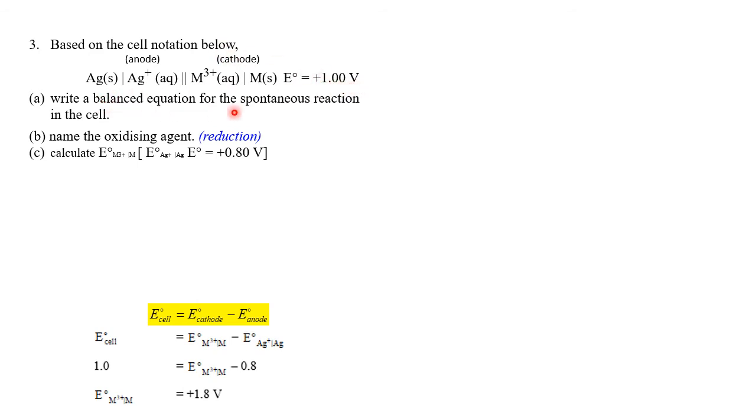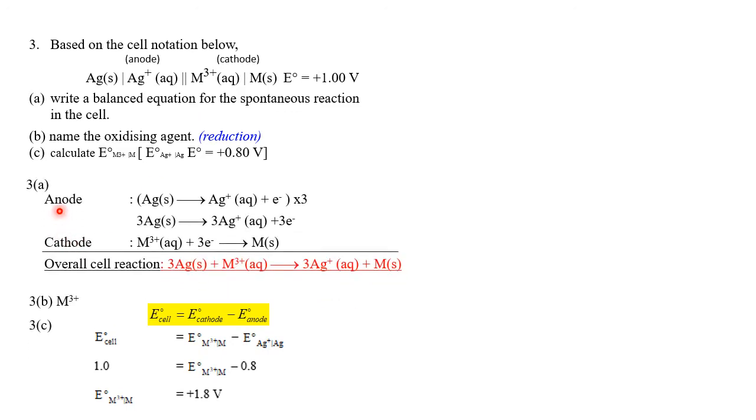So write a balance equation for the spontaneous reaction. As I mentioned before, if you want to write the balance equation, right, we have to write out the anode and cathode, then overall cell reaction. And then when we write out the anode, right, there is only 1 electron, but cathode there are 3 electrons. That's why the whole equation for anode reaction have to times 3, and then so that 3 electron can be cancelled off and then combine. So this is the overall cell reaction.